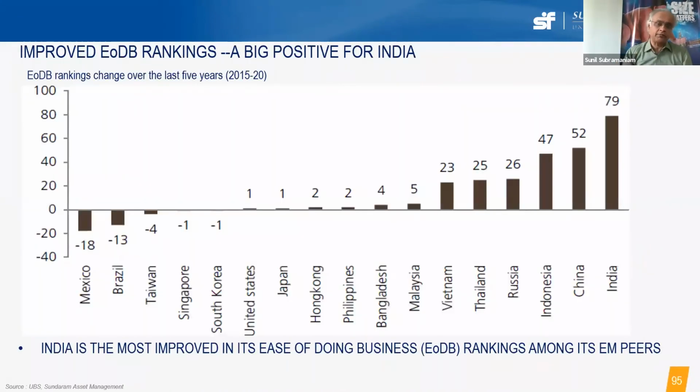At the same time, the work on the GST, the infrastructure, the licensing, opening up the limits for FDI, and finally the opening up of the public sector to the private sector, all have made India's ranking on the ease of doing business, EODB, jump 179 ranks over the last 5 years. So a manufacturer who looked at India 5 years ago versus looking at it now sees a huge difference. It's a big positive for India, right?